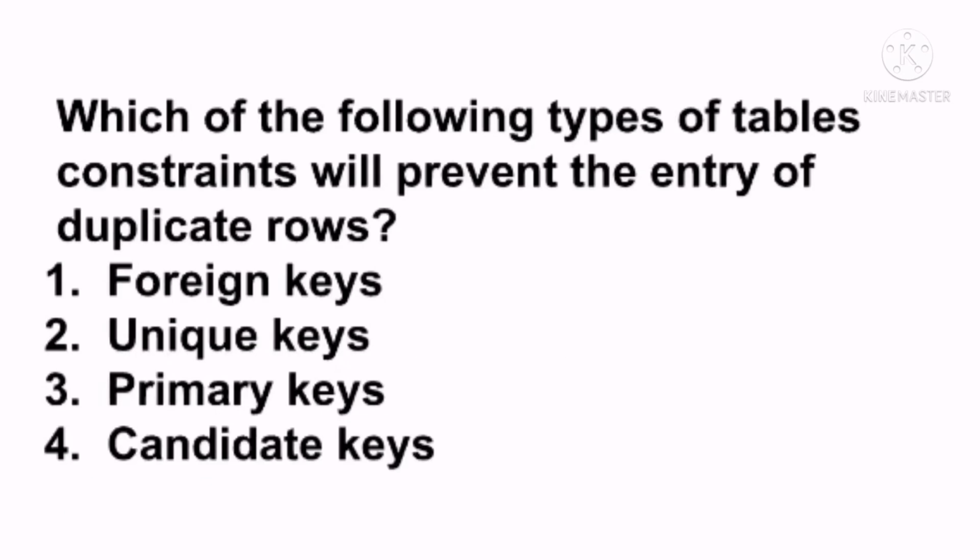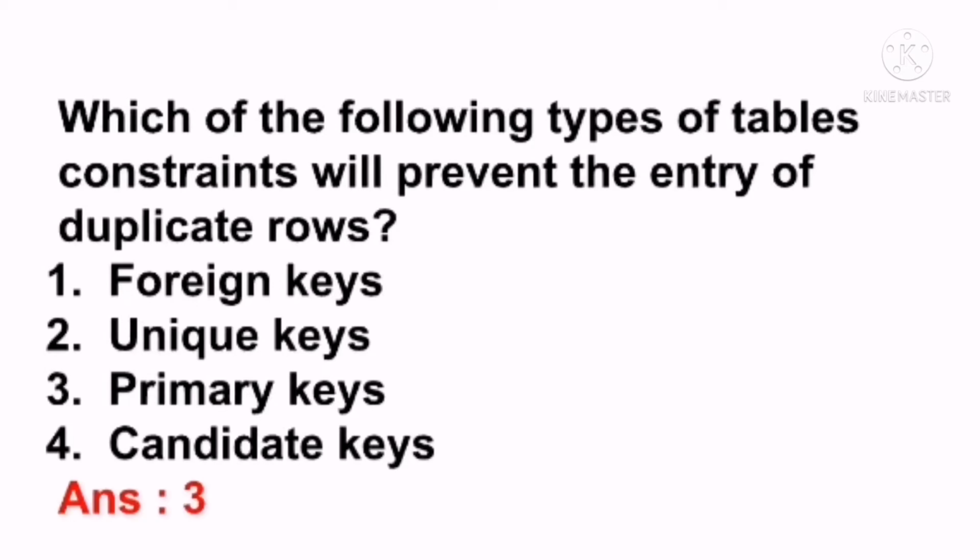Next, which of the following types of table constraints will prevent the entry of duplicate rows? Options are first one, foreign keys, second one, unique keys, third one, primary keys, fourth one, candidate keys. So the correct answer is primary keys. Primary keys prevent the entry of duplicate rows.